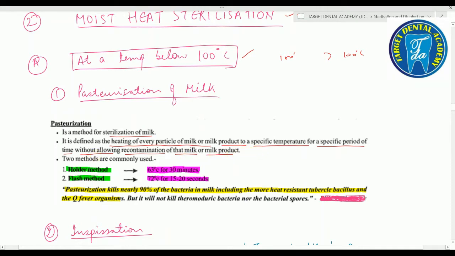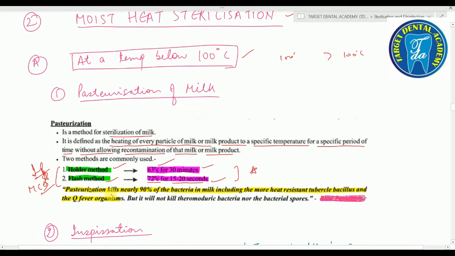So there are two most common methods which are used, and it is a commonly asked question, important from the MCQ point of view. Number one is the Holder method, second is the Flash method. The Holder method, the time and the temperature is 63 degrees Celsius for 30 minutes, and the Flash method is 72 degrees Celsius for 15 to 20 seconds. Guys, please note it down, it is important.